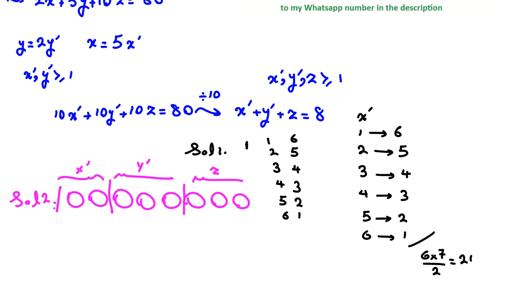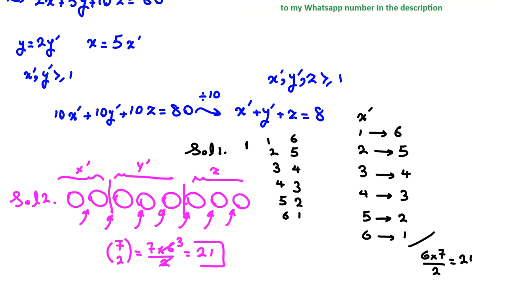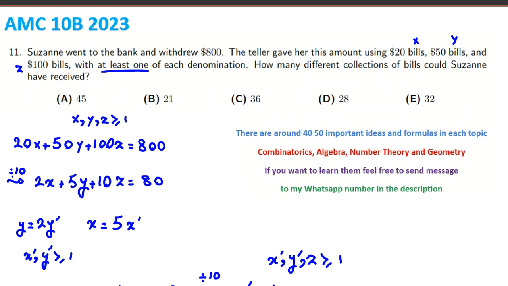I can't place the first divider here because then x prime will be 0. I can't place here because then z will be 0. I can't place both of them in the same place because then y prime is 0. So I can place these 2 dividers in 2 different places among these 7 places. So it will be 7 choose 2. So it will be 7 times 6 over 2. We can divide by 2, 3. So it will be 21. Again, we reached 21 with 2 different solutions.